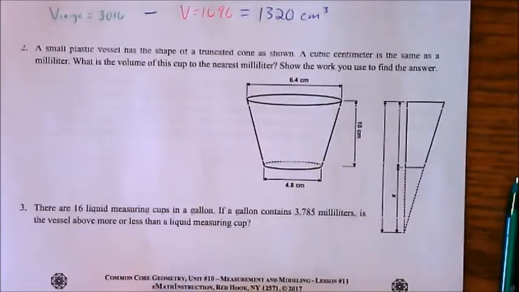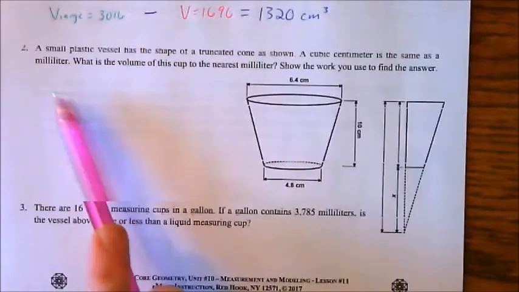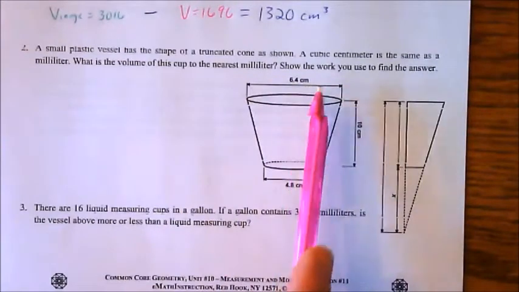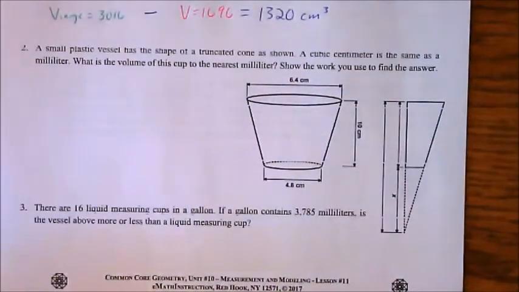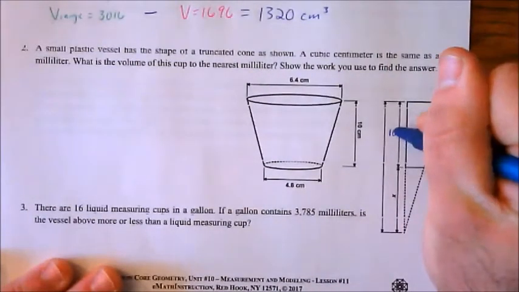So 3,016 minus 1,696 is 1,320 cubic centimeters. Okay, hopefully I rounded right and everything. So, all right, the next one, kind of the same idea.